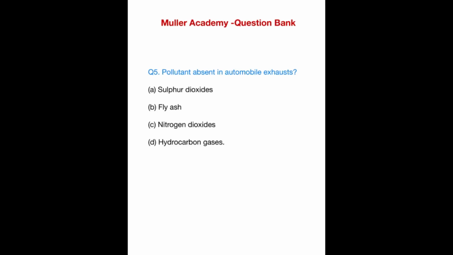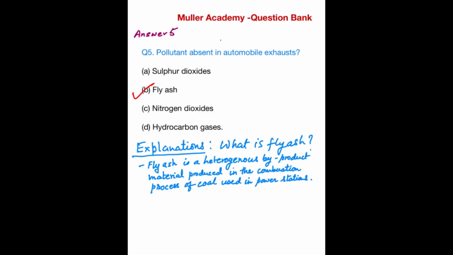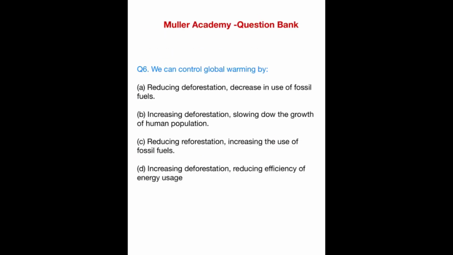Coming to next, pollutant absent in automobile exhaust. Which one is absent? SO2, sulfur dioxide, fly ash, nitrogen dioxide, or hydrocarbon gases. What is absent in the automobile exhaust? So just see the option. The second option, fly ash, is absent in automobile exhaust, because fly ash is produced in the combustion process of coal and in power stations. So this is not present in automobile exhaust.